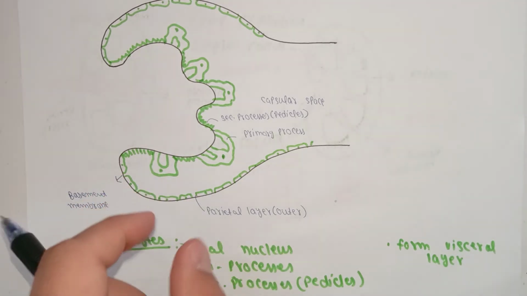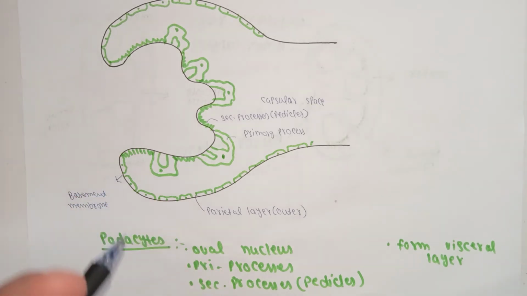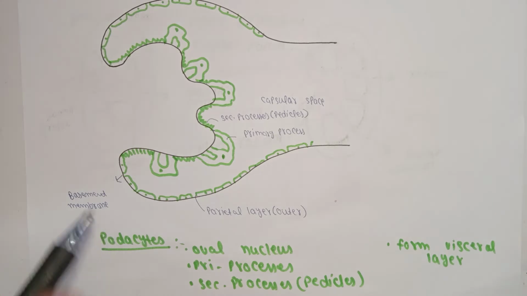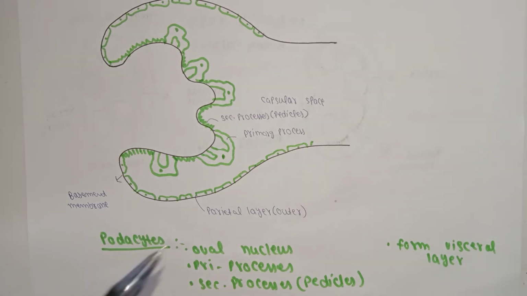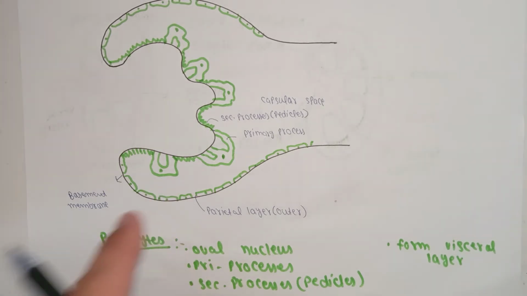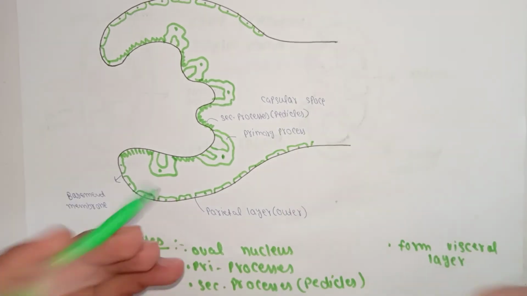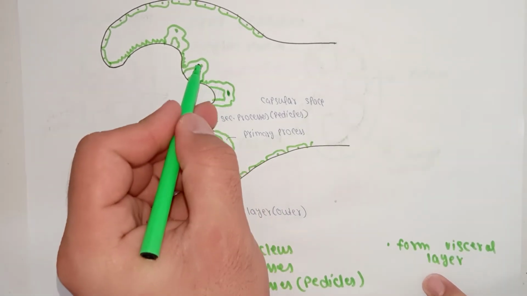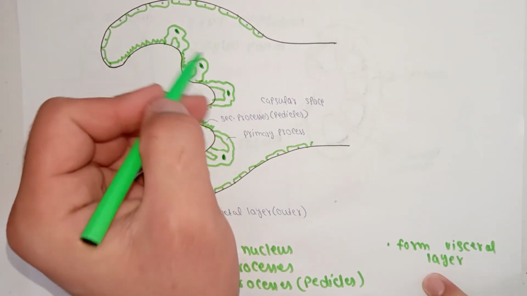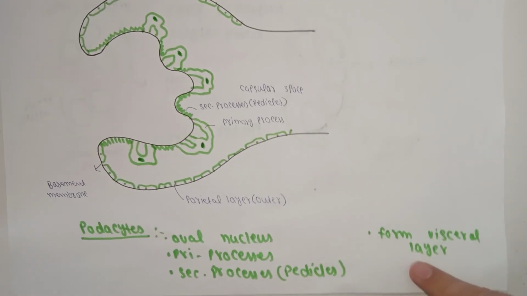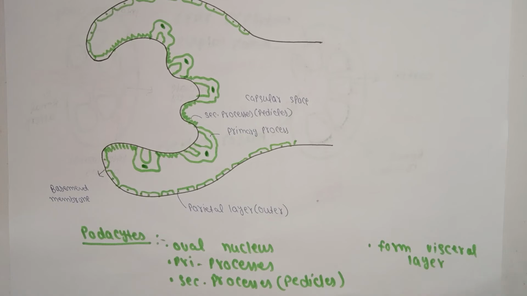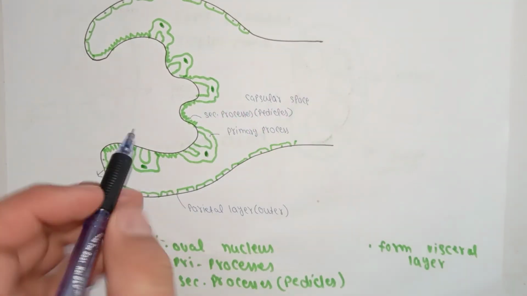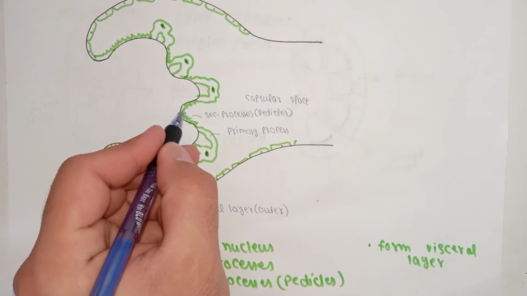Another common thing about podocytes is that they contain rough endoplasmic reticulum, a moderate amount of it, and other organelles. They also have abundant free ribosomes, but the nucleus of the podocyte is oval. Oval means that it is egg-shaped, a shape like an egg. This is about podocytes.